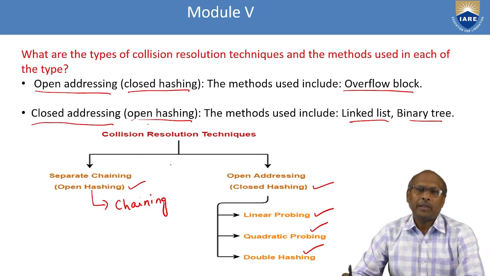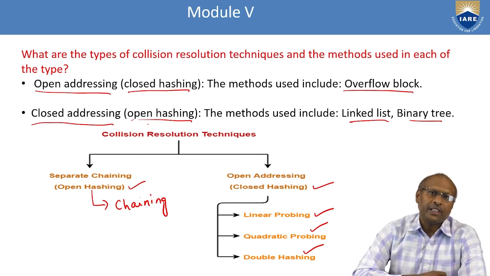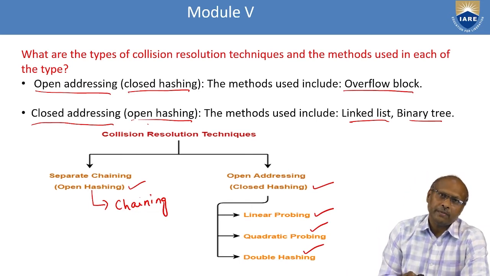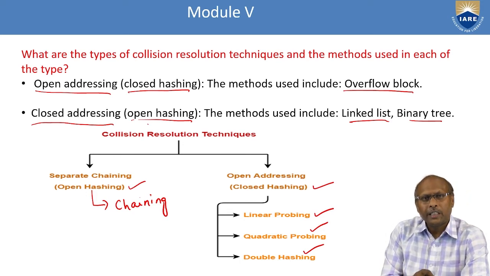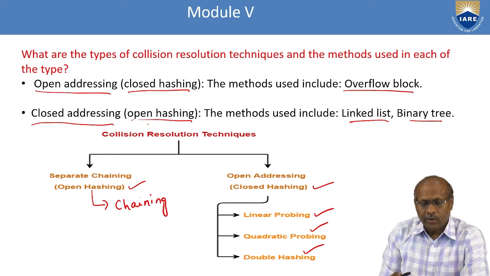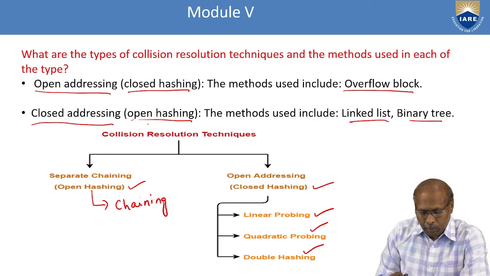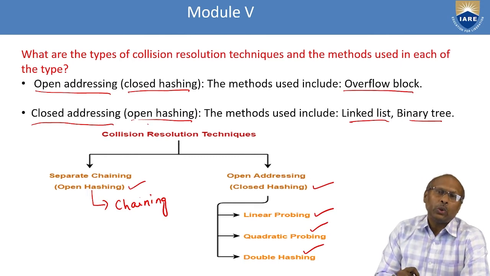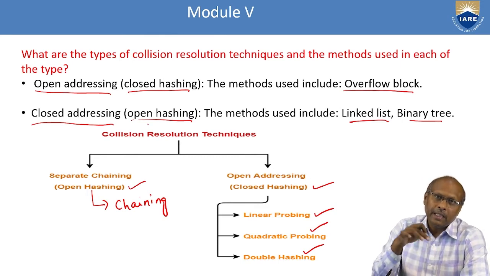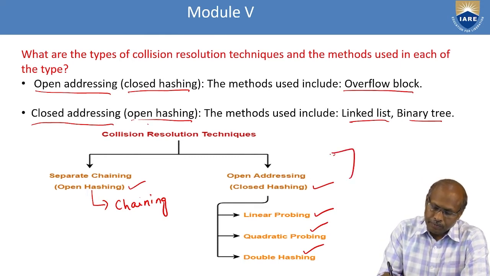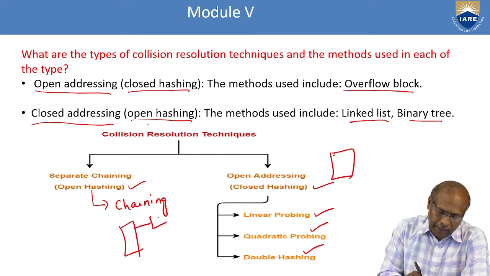So most of the time they'll ask what are the different collision resolution techniques. Then you should answer in this way. Open hashing and closed hashing. Open hashing means chaining, and closed hashing means within the boundary you have to do linear probing, quadratic probing, and double hashing. Closed hashing works within this area, within the hash table only. Whereas in chaining you have to create a separate linked list.